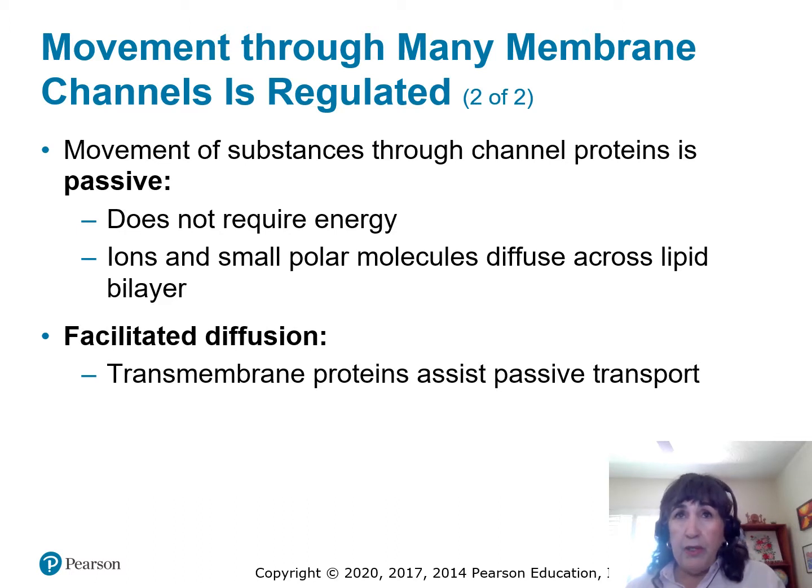I promise you this will be a test question. So please note diffusion and facilitated diffusion. Both types of diffusion are passive. They do not require additional energy.